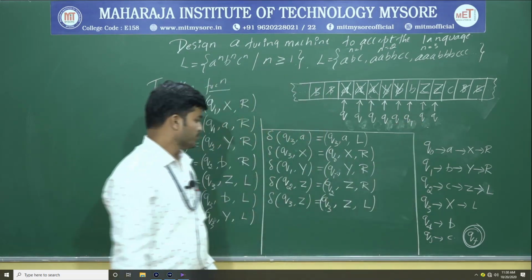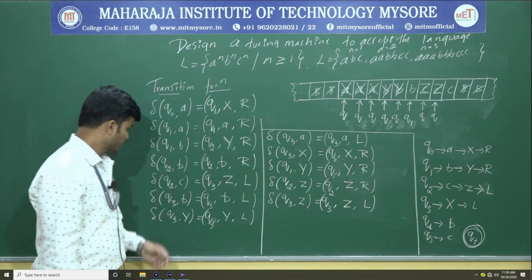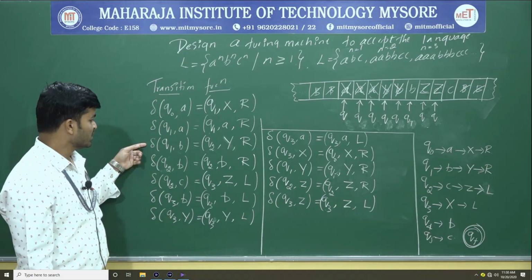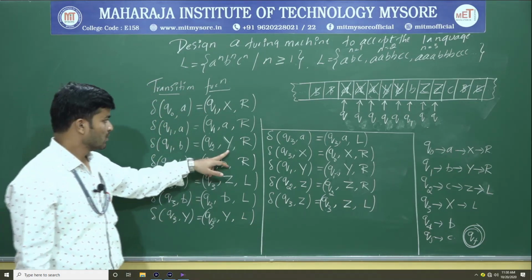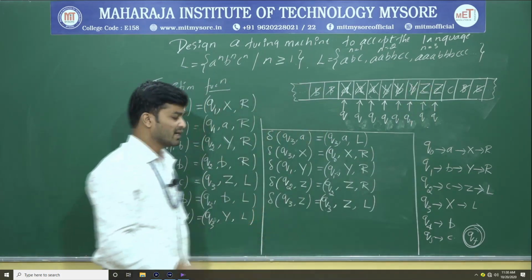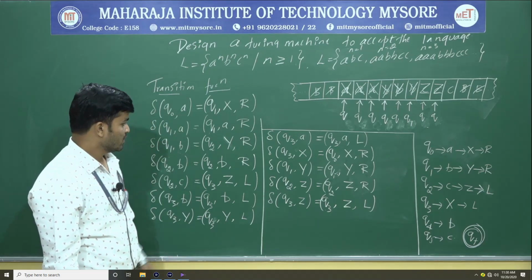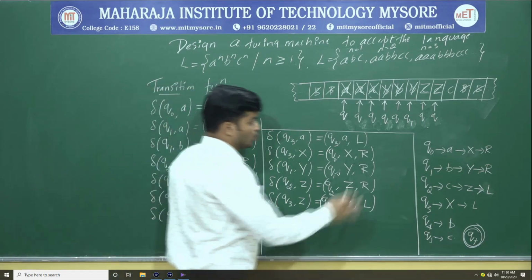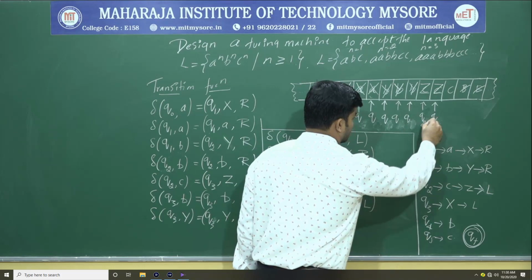So it will come over here. Okay. Q1 upon B, it's already written, it will replace B with Y, B will be replaced with Y, and it will move to the right hand side, okay, by changing state to Q2. So it will come over here.